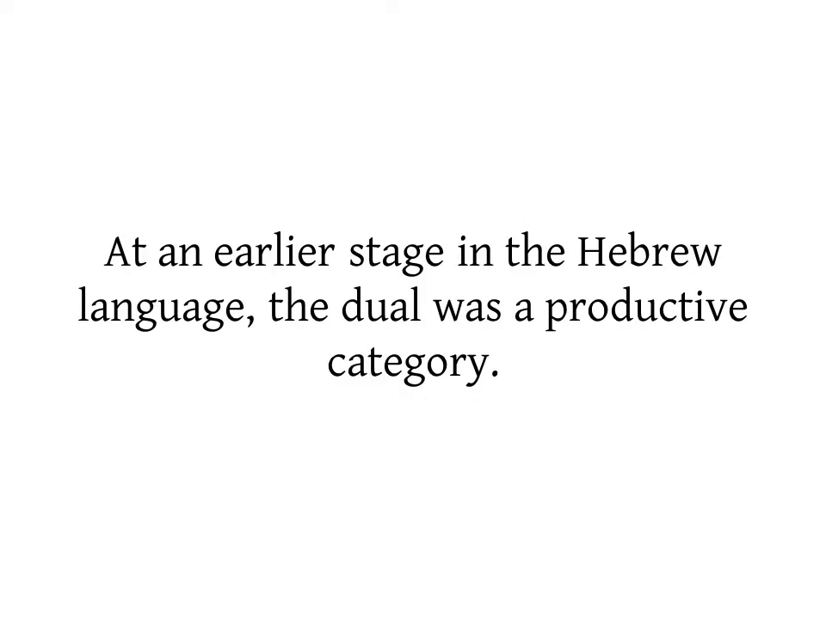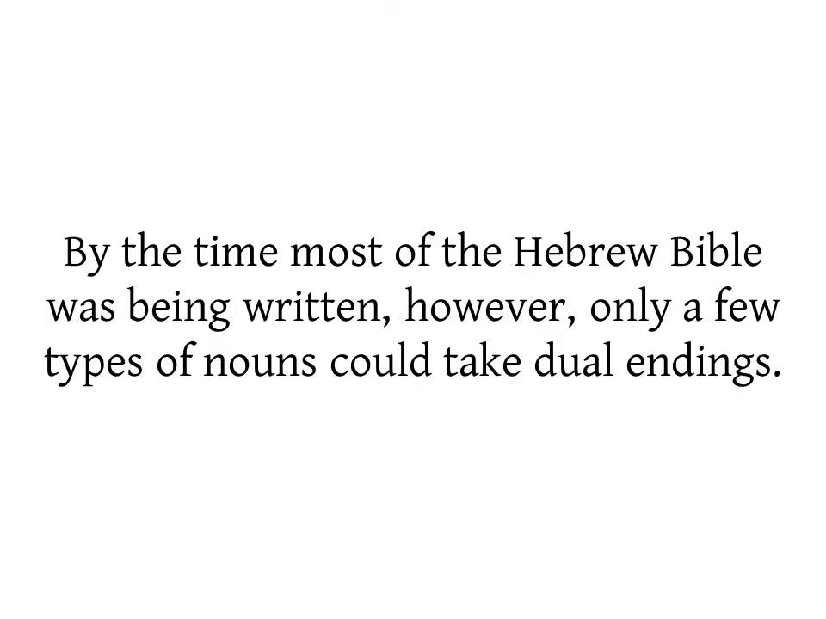At an earlier stage in the Hebrew language, the dual was a productive category. Now, what do I mean by productive? That means that nearly any noun could have a dual ending added to it when there were two of it. By the time most of the Hebrew Bible was being written, however, only a few types of nouns could take dual endings. So let's look at these one by one.